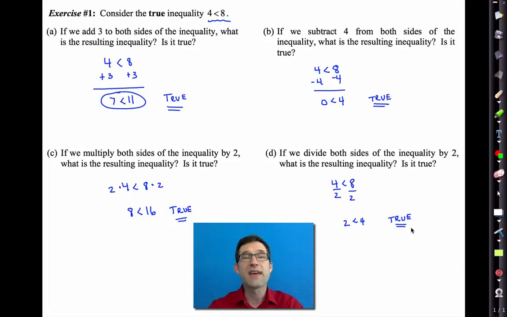Wow, so this almost seems like inequalities have the exact same two properties that equalities had. In other words, equalities had the additive property of equality, which said we could add or subtract anything we wanted from both sides and it would retain its true nature if it started off being true. And we could divide or multiply both sides and it would still remain true. So it appears that that's the case, right? A and B, we added and subtracted and it stayed true. C and D, we multiplied and divided, and it stayed true.